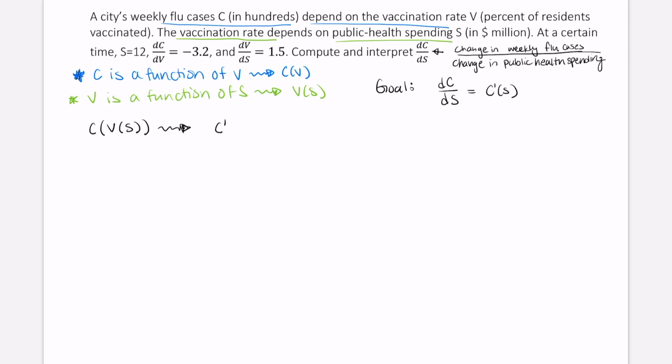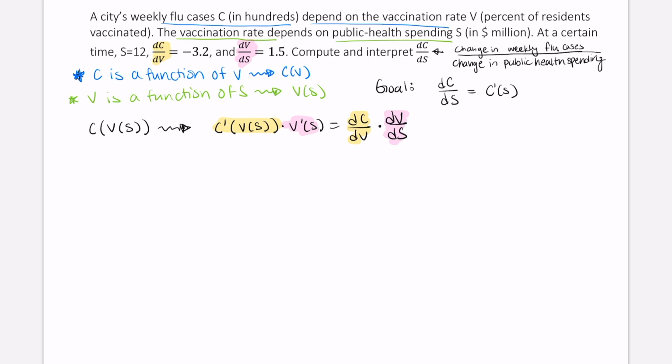So C prime, we take the derivative of the outer function, leave the inner function unchanged, and then multiply by the derivative of the inner function, which is V prime of S. And now using this notation, let's match it up. Well, dC over dV, that's C prime, the derivative of C with respect to V. So let's write that out, dC over dV. And then to that, we're multiplying the derivative of the vaccination rate with respect to public health spending. So let's multiply that one, dV over dS.